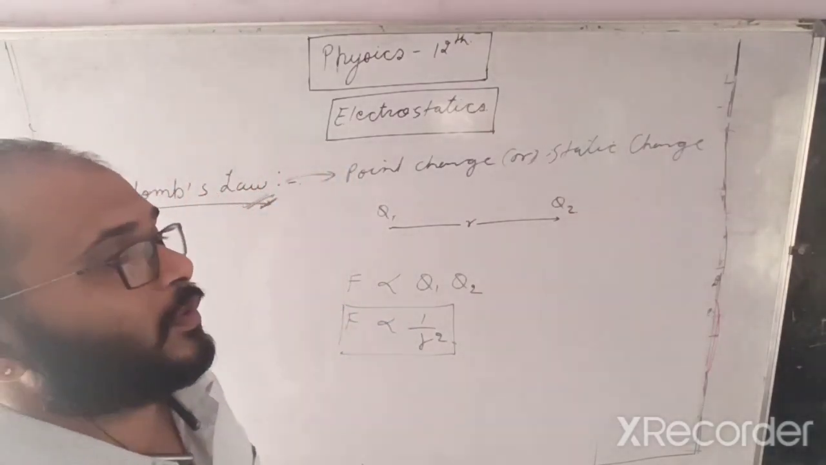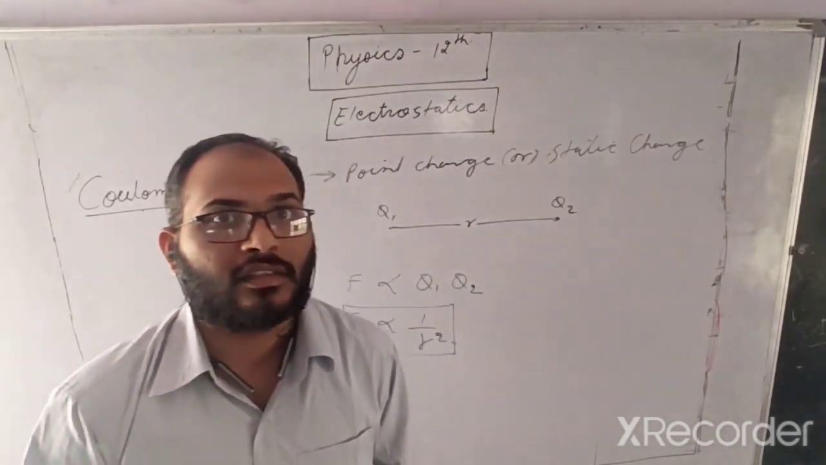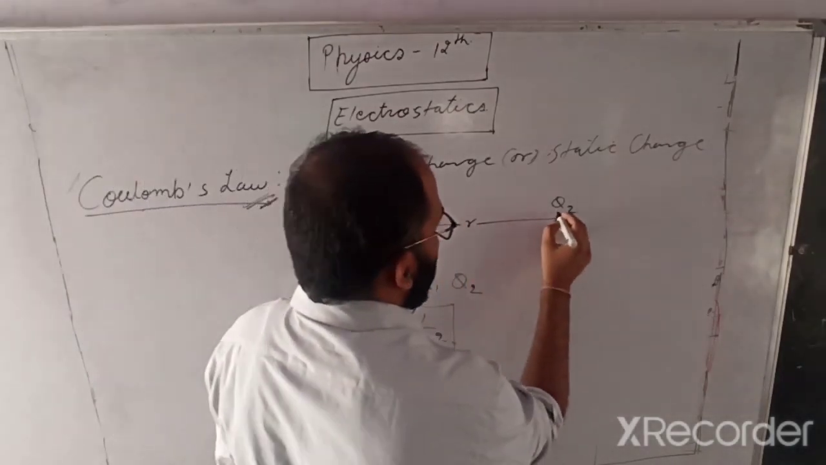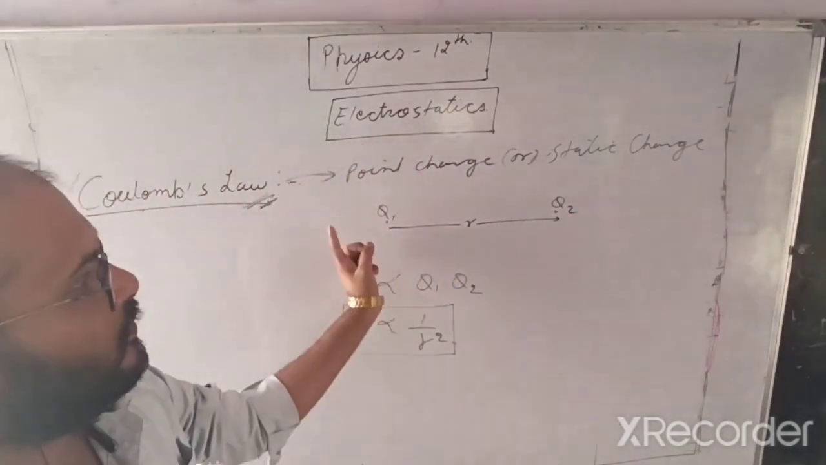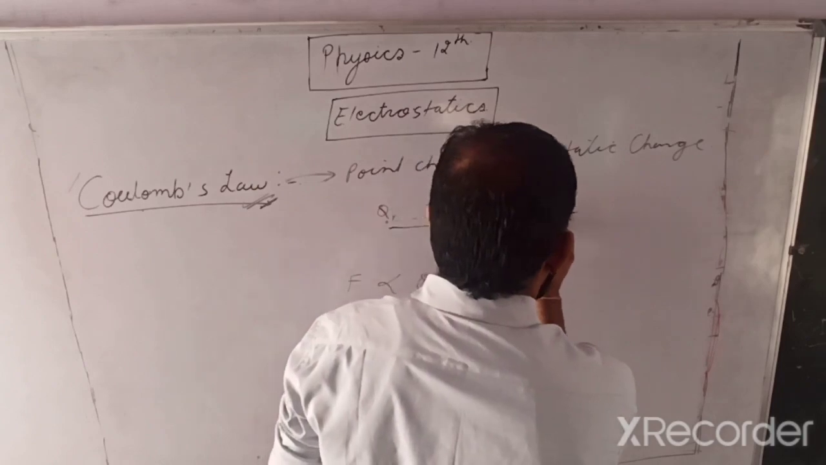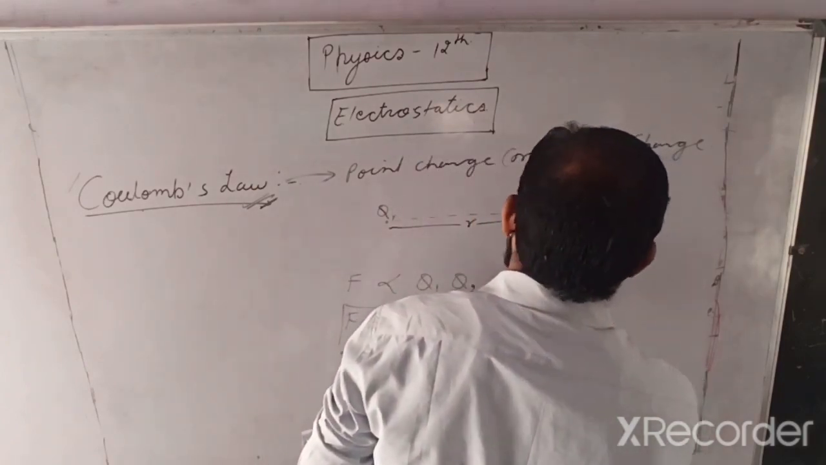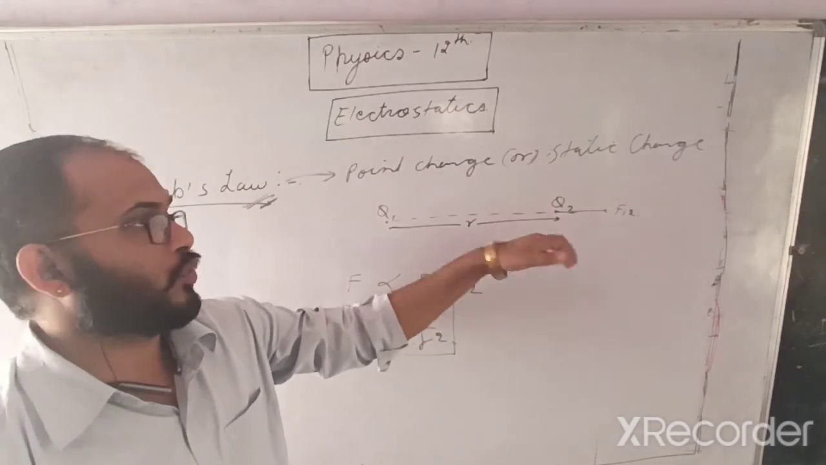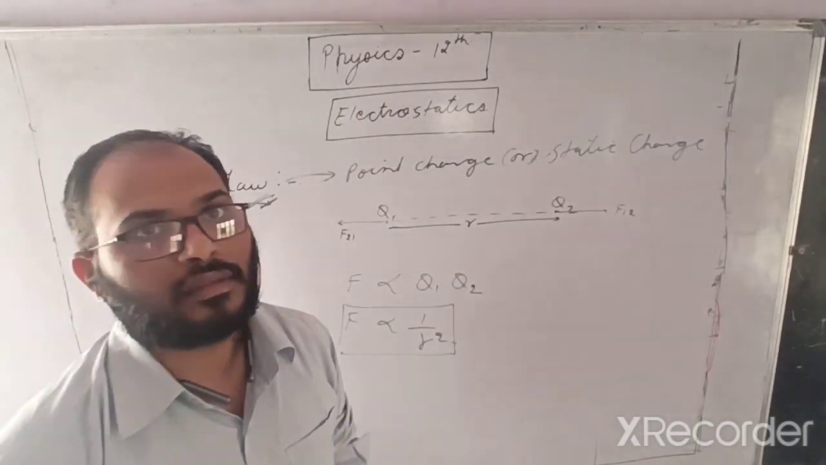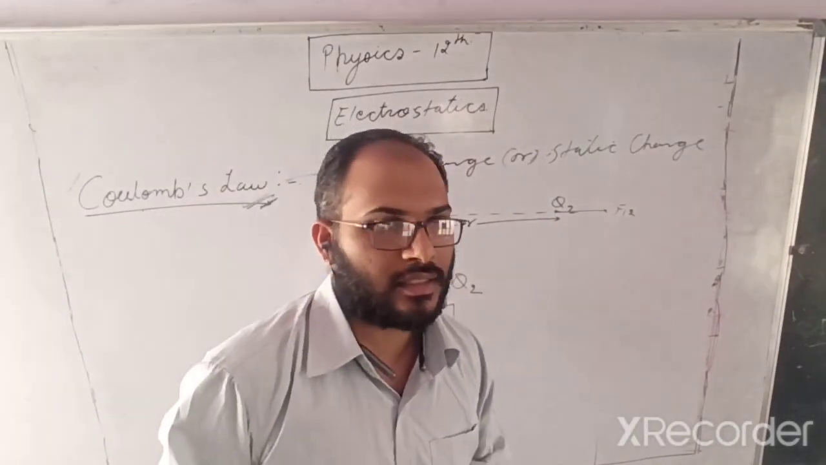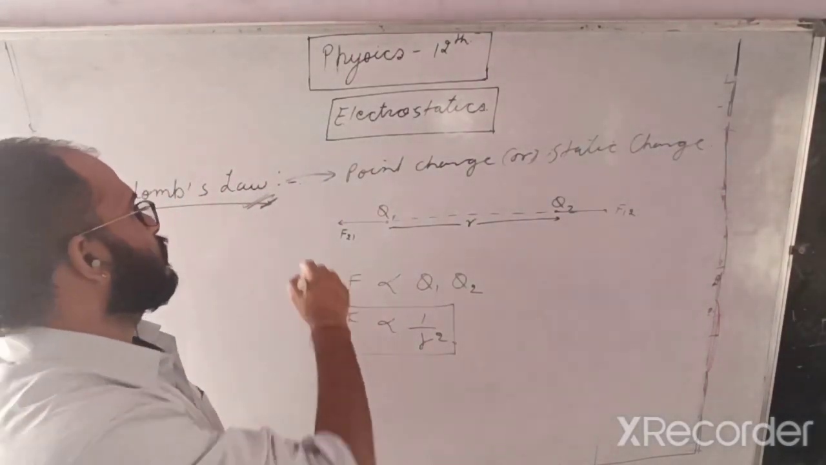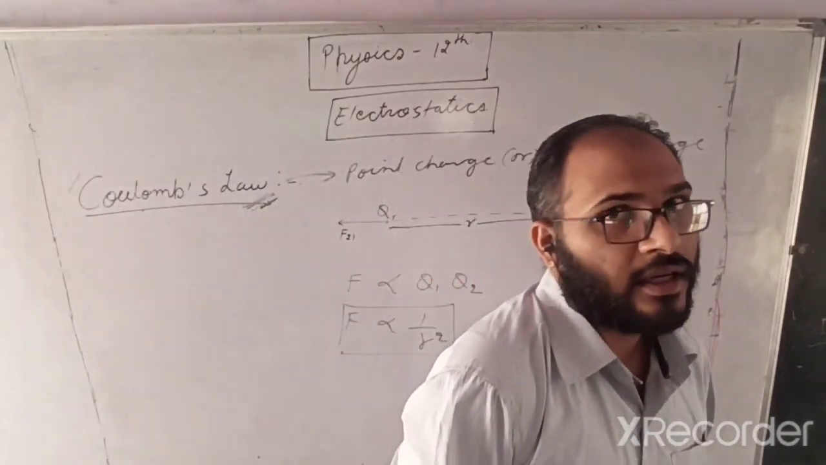And it always acts along the line joining them. That means the force applied by Q1 on Q2 is F12 and the force applied by Q2 on Q1 is F21. The magnitudes of F12 and F21 are the same, because Coulomb's force is the mutual force between the charged particles.